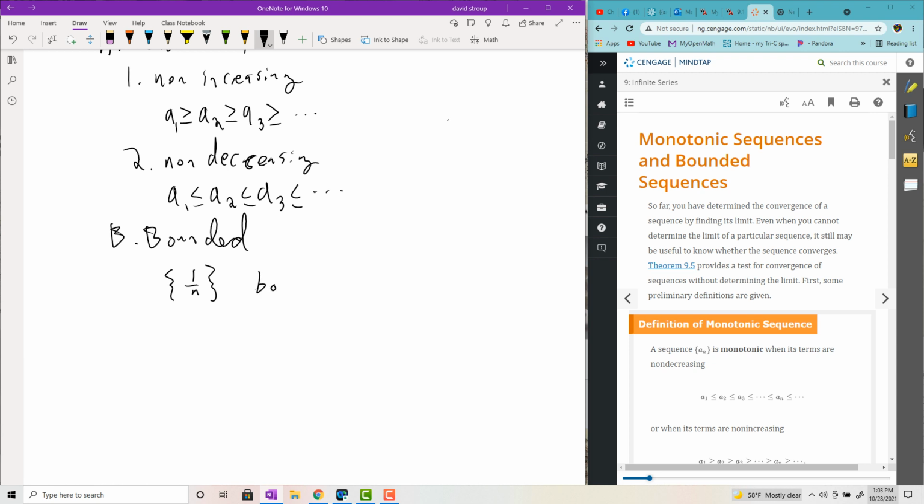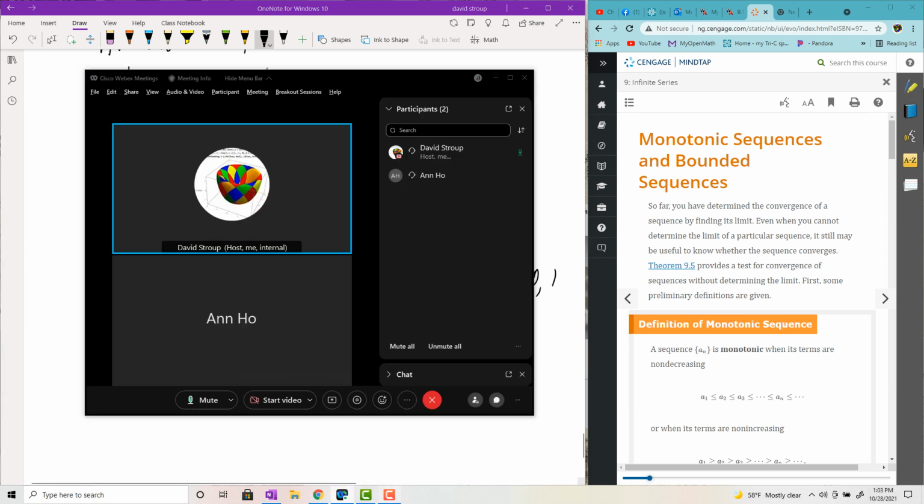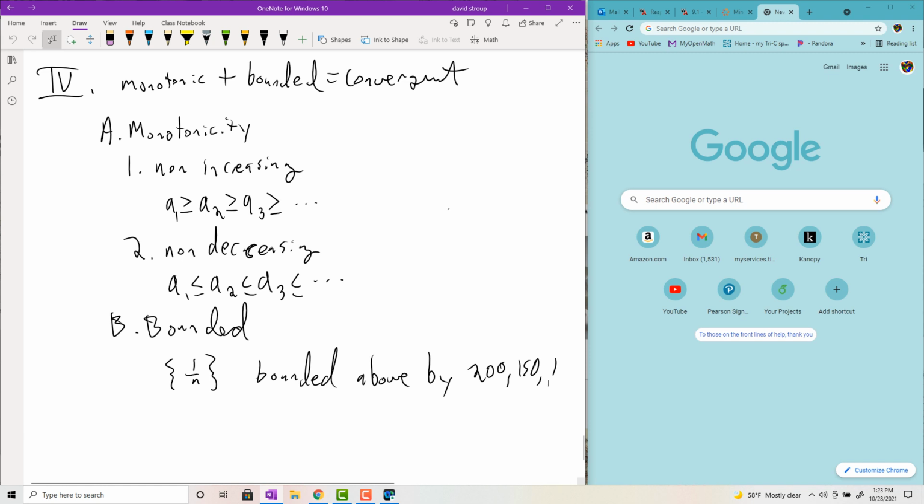So this thing is bounded above by a lot, pretty much any number you can think of. Like it's bounded above by 200, 150, 1, right? It's all kinds of stuff. Okay, so it's bounded above by all this junk. It has what's called a least upper bound. So it's bounded above by 1, and that will turn out to be the least upper bound. And there's something called the completeness theorem that we kind of need in order to get away with that. It's actually an axiom, so it's not a proven thing. It's just kind of a thing that's thrown in your lap.